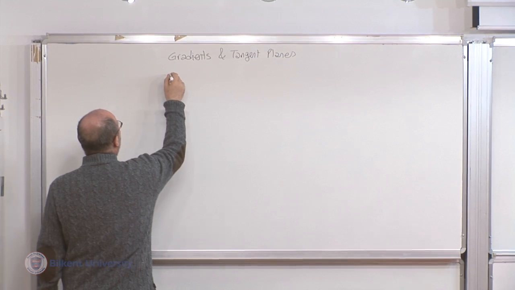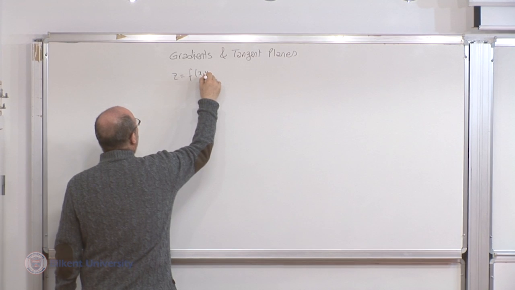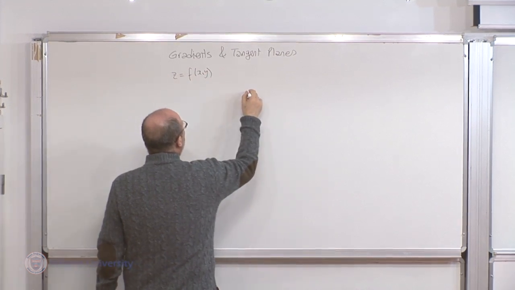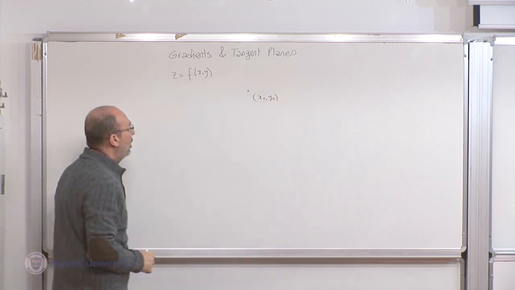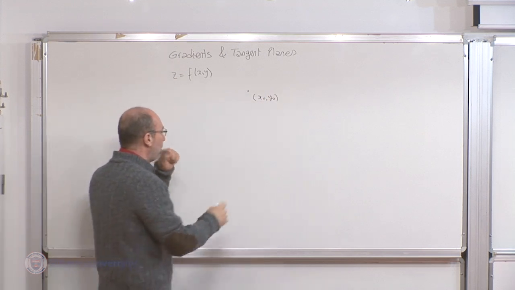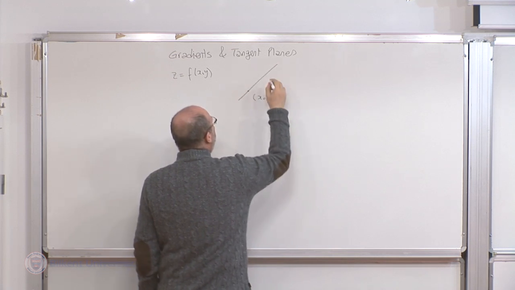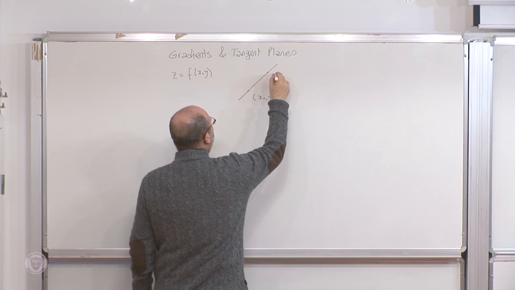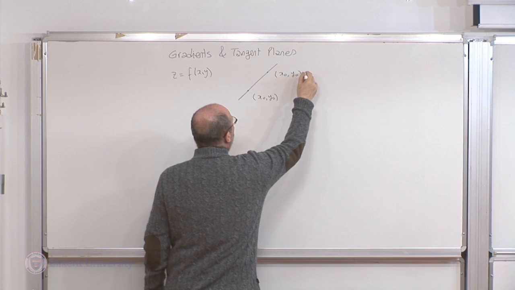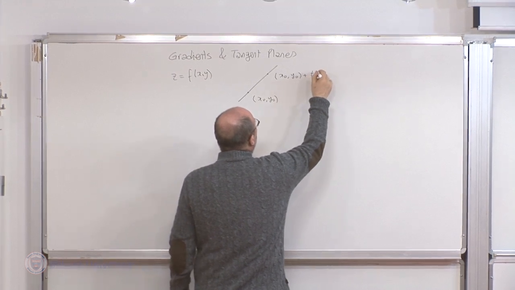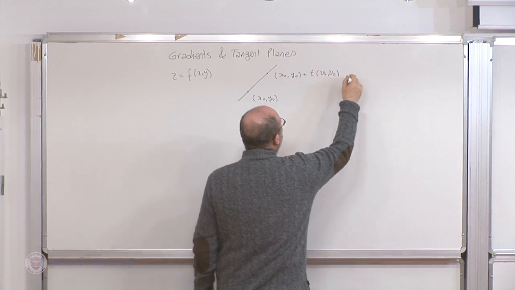So we have a function, say z equals f of x, y. Suppose the function is defined around this point. Then we consider a line like this. So suppose that a point here is x sub 0, y sub 0. Then you add to that a unit vector, say u1, u2.